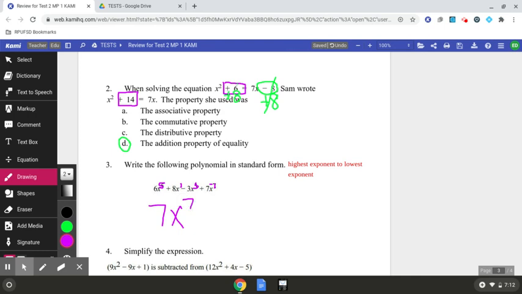Then we have the 5, so plus 6x to the 5th. Then we have the 3, so minus 3x cubed. And then we have the plus 8x. We are now written in standard form. We have 7, 5, 3, 1. We're from highest to lowest. And we are all set.